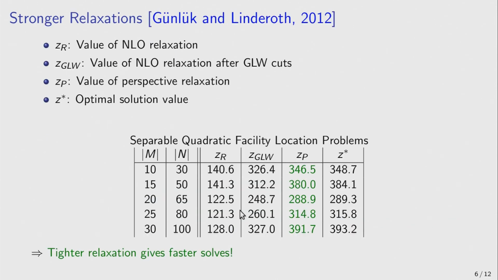And they've implemented this, and I've sort of borrowed those slides from Jeff. What he can show is that for a particular problem, in this case a separable quadratic facility location problem, you get much, much tighter bounds if you generate a few of these cuts. So there's the value of the nonlinear optimization relaxation, that's the value down here. This is for different sizes of problems with facilities and customers.